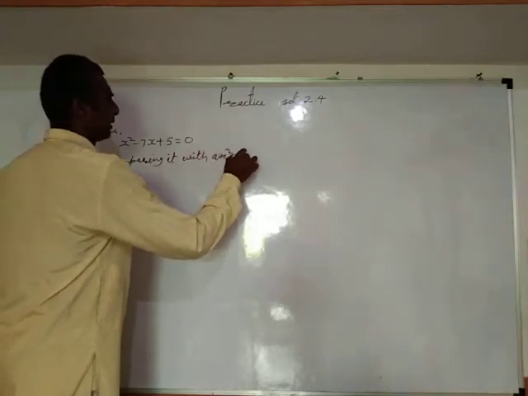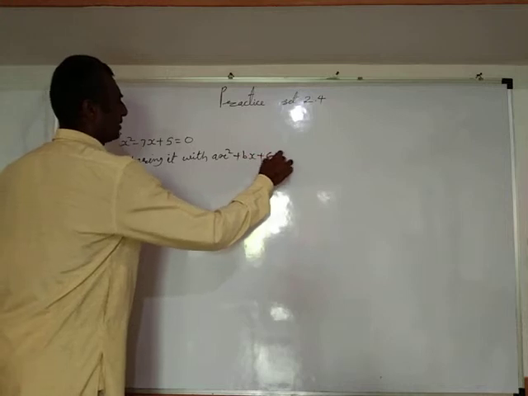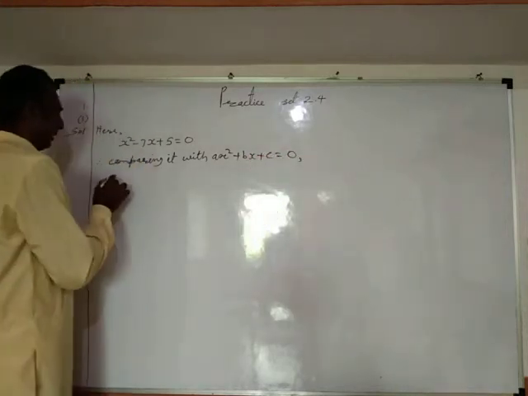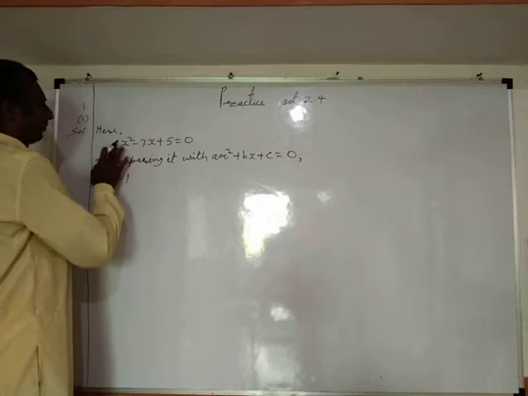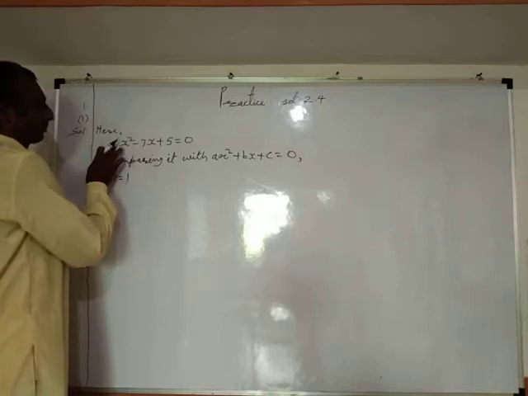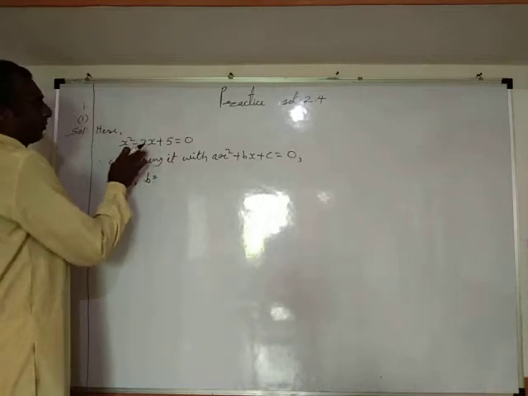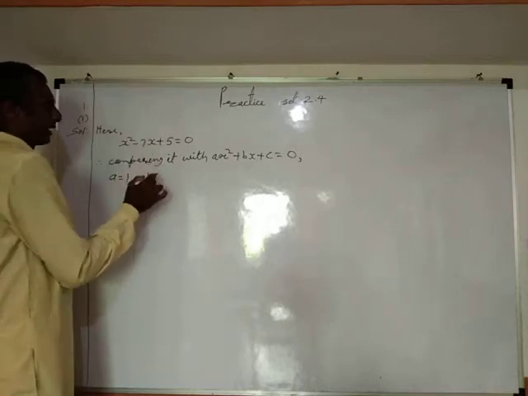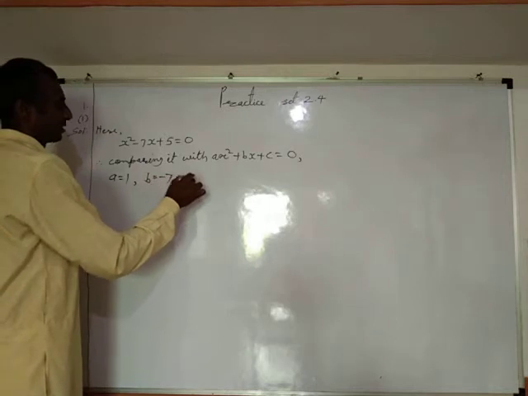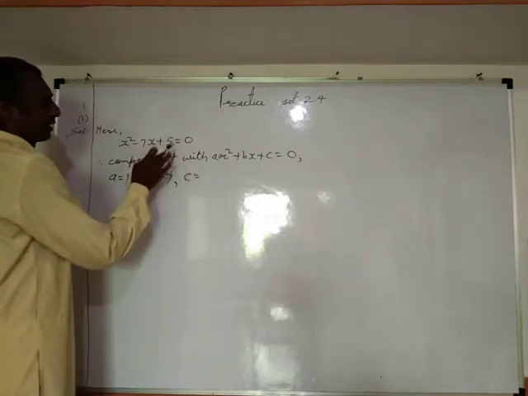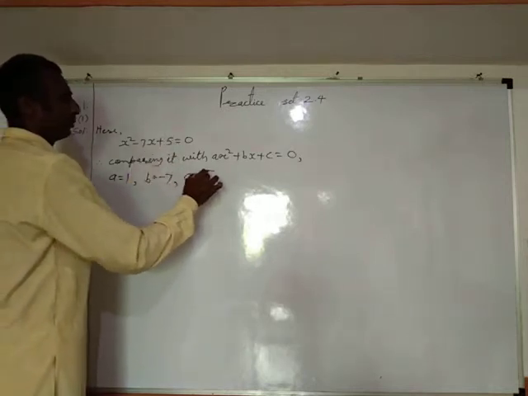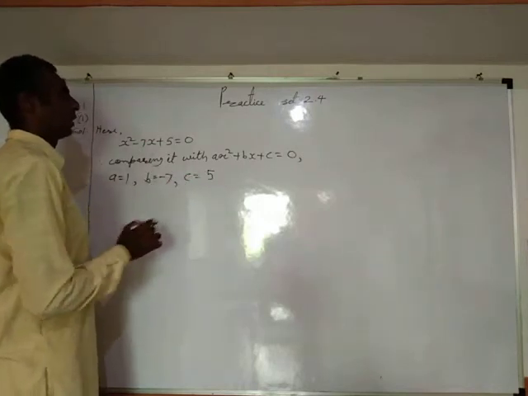ax square plus bx plus c equal to 0, a equals 1. Coefficient of quadratic term is 1. b equals coefficient of linear term. Here the coefficient of linear term is minus 7 and c is the constant term, which is plus 5. We need not mention the sign plus. c equal to 5.